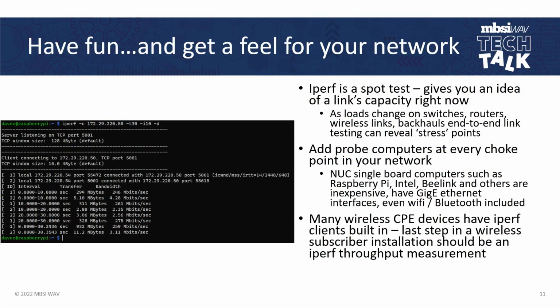iPerf is a spot test. It gives you an idea of the link's capacity right now. As loads change on switches and routers and devices, stress testing can reveal points of problem. If you see lots of variability in your testing, you might have a problem. Or you've just got a lot of traffic on this particular link, and iPerf, in the case of a live link, only measures the bandwidth that's available apart from the traffic that's flowing at this very moment.